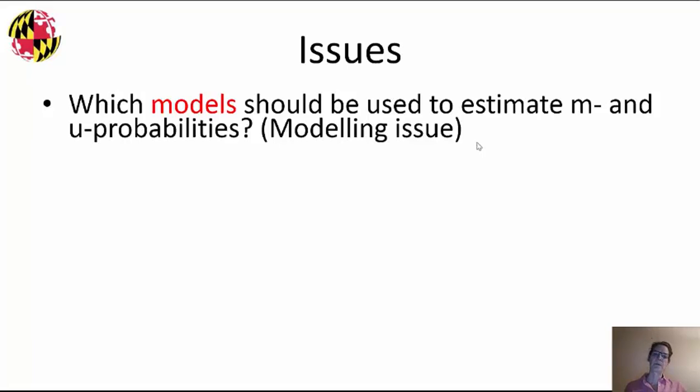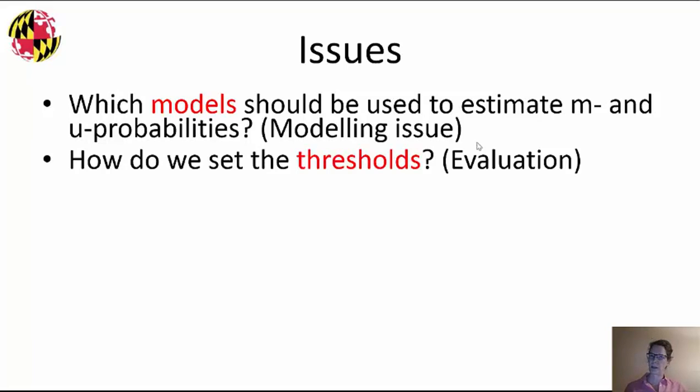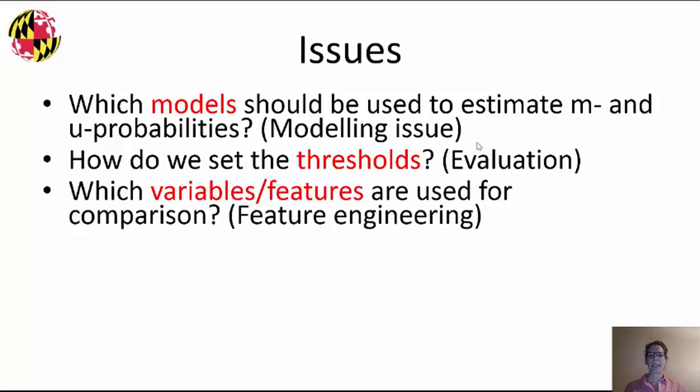First one, which models do we use to estimate the M and the U probabilities? That's a typical modeling issue. How do we set the thresholds? A question of evaluation of the model. Then the question, which variables do we use, or which features do we use to do that comparison? Known to the computer scientists as a problem of feature engineering.